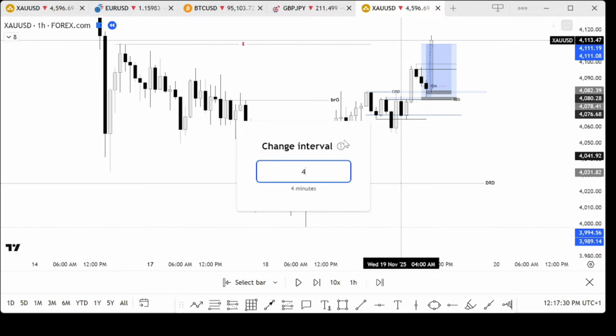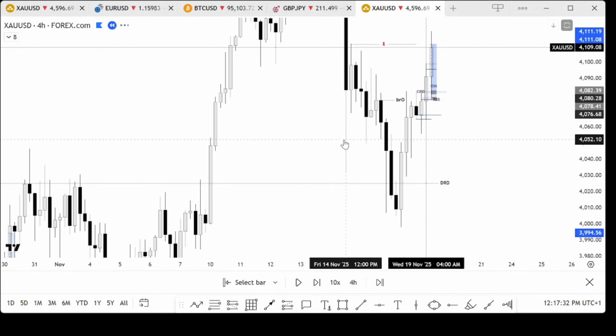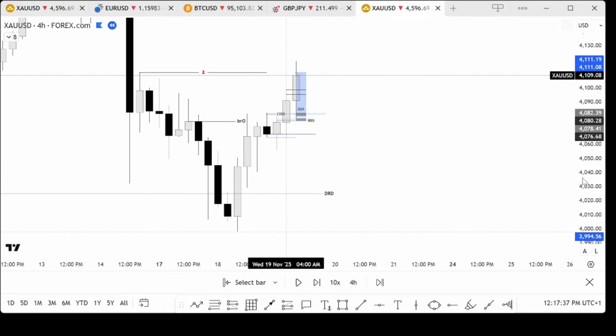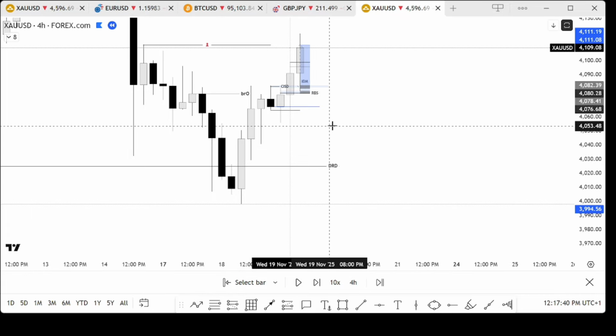So how do we do that? We're going to go to our X2 time frame. This is our X2 time frame, and we look for potential areas where we want to enter.